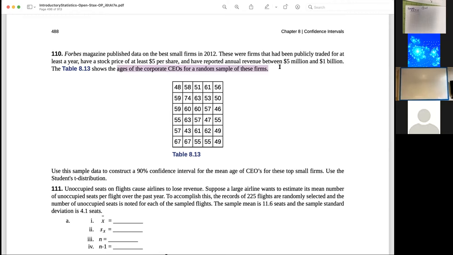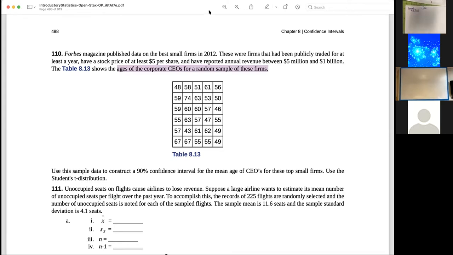who's to say that it truly represents? Maybe I have to discuss if the average age here is 57. Does that mean I can say all the firms in the world that meet these conditions, the average age of the CEOs is 57? No, it'd be much more reasonable to say the average age of the CEOs might be 57 plus or minus some error. So I want to construct a confidence interval in problem 110.